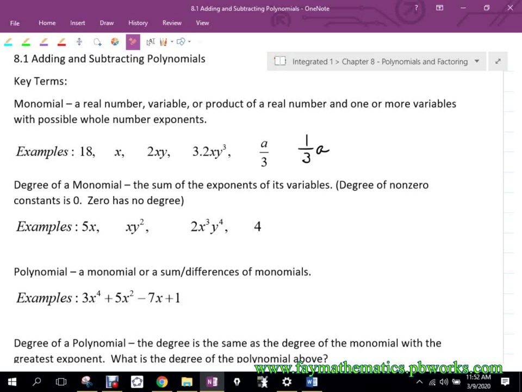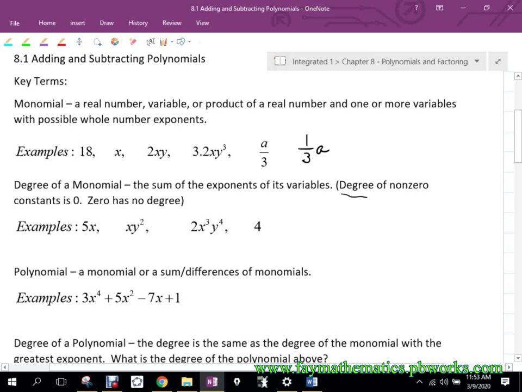Something we like to talk about is what we call the degree of the monomial. It's not the most important degree that we're going to talk about, because there's one for the entire statement in a little bit that's more important. But some of your questions in your homework will ask this. So if they ask you what the degree of a monomial is, it's simply the sum of all your variable exponents.